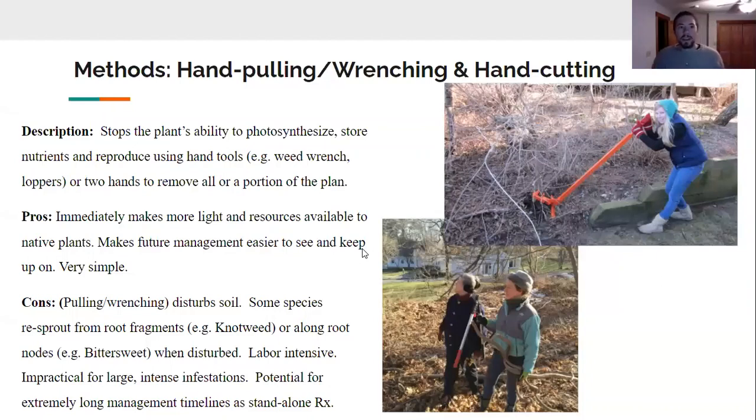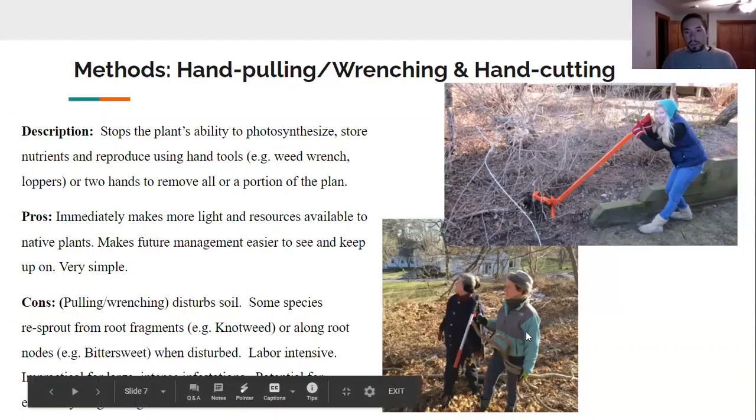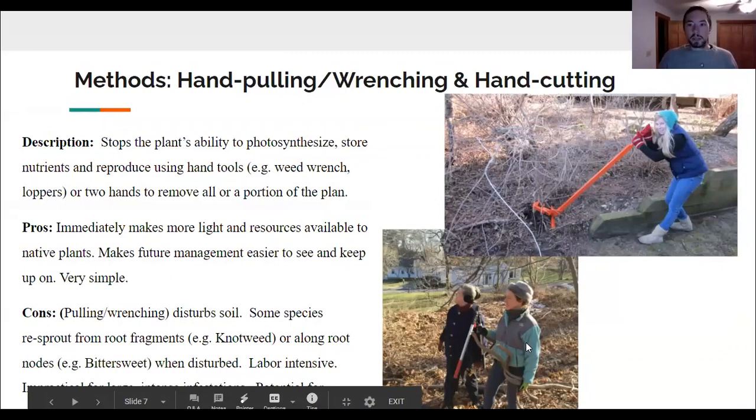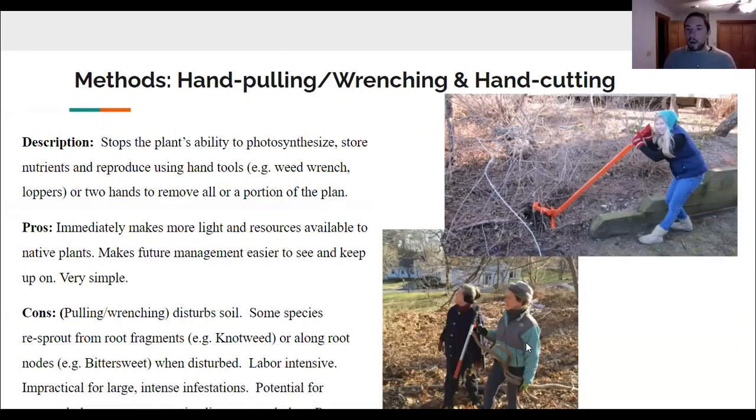The first methods we're going to talk about are pretty much the simplest and maybe some of the oldest, and that's hand pulling or weed wrenching, and hand cutting. A quick description of these: this basically stops the plant's ability to photosynthesize, store nutrients and reproduce, ideally using hand tools like a weed wrench, which you can see in the picture in the top right corner, or using loppers or shears or some other cutting implement. And you can see in the lower picture, the person is carrying a pair of loppers.